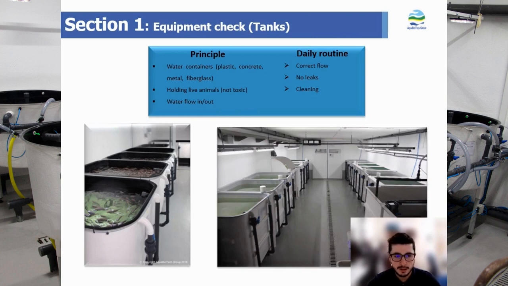Finally, tanks. They are simply water containers made from different materials such as plastic, concrete, metal, fiberglass that hold live animals. For this reason, a non-toxic material is essential. The basic design of a fish tank consists of water overflow, standby, drain, inlet valve, and lid to avoid fish jumping out. The daily routine activities consist of checking a correct flow, absence of leaks, and cleaning, siphoning if needed.